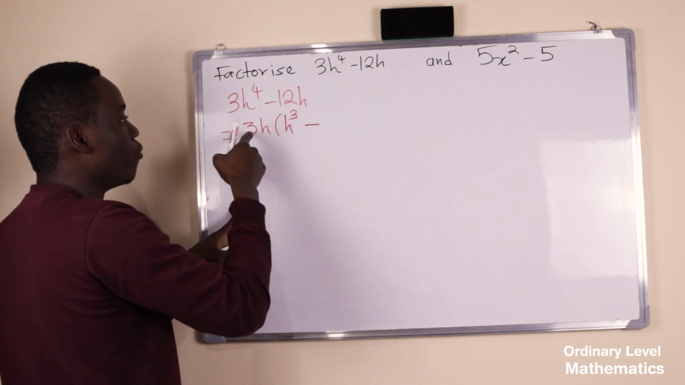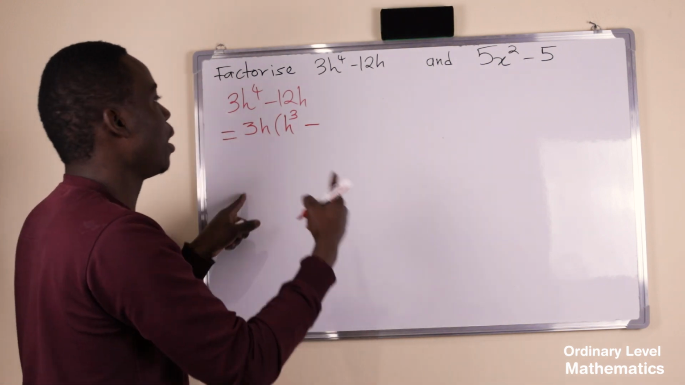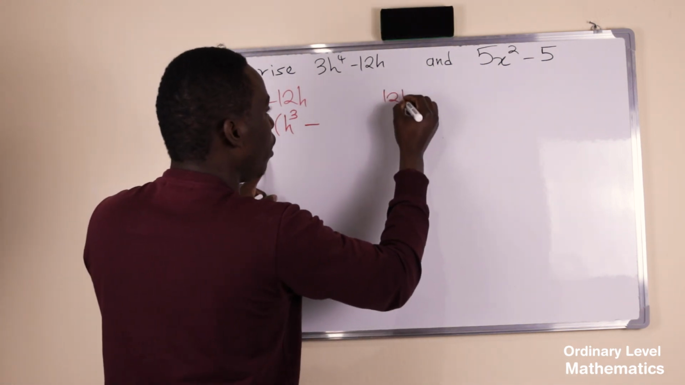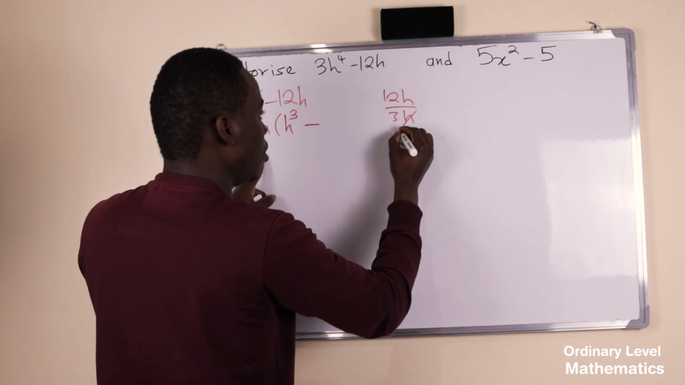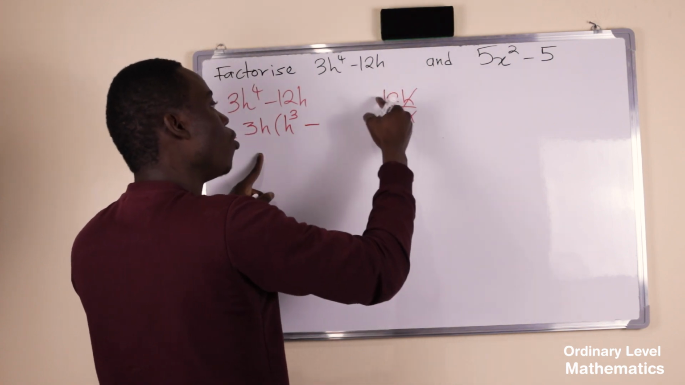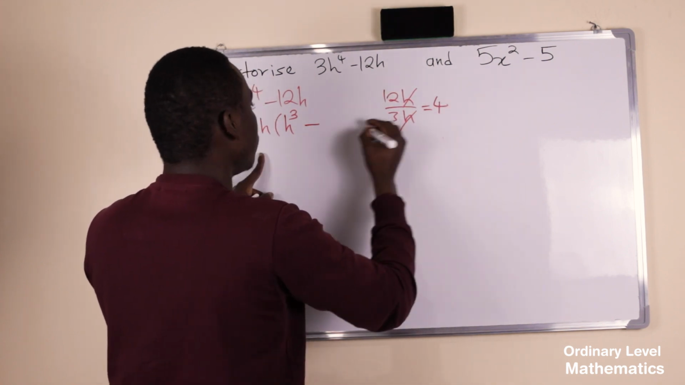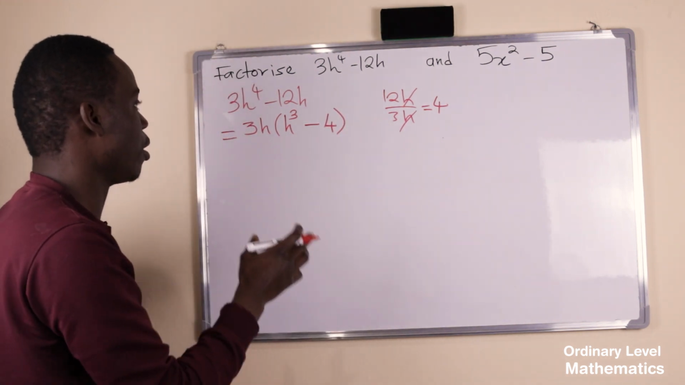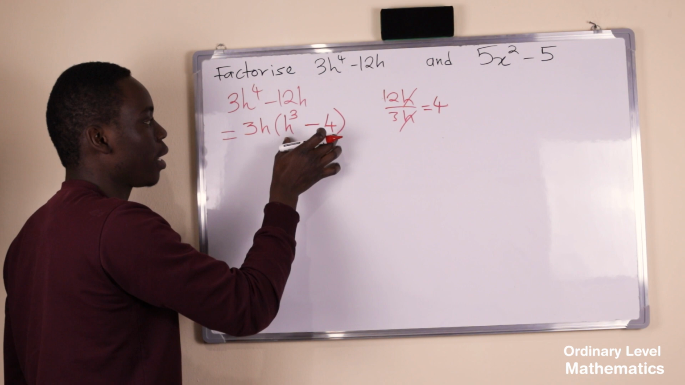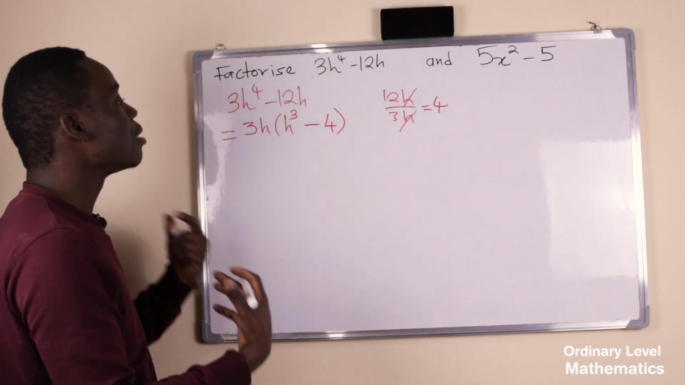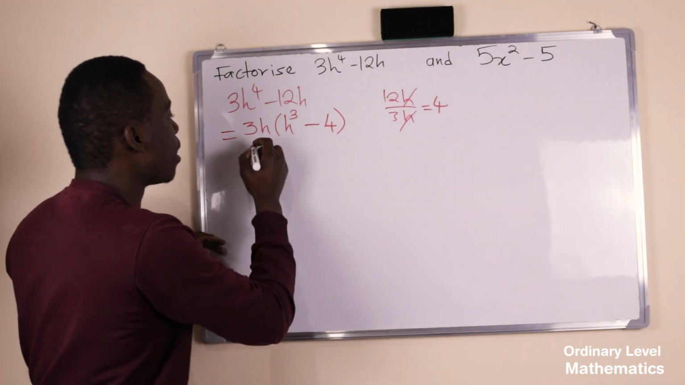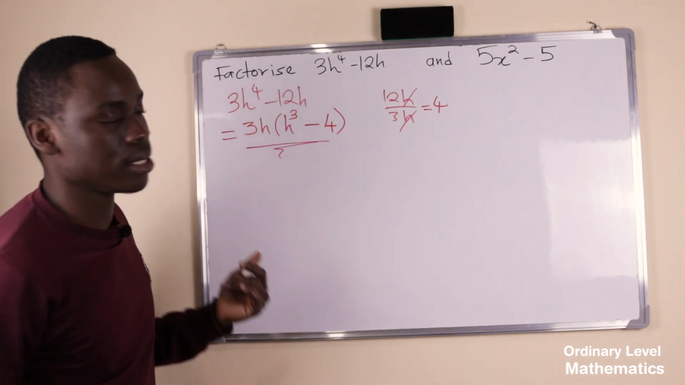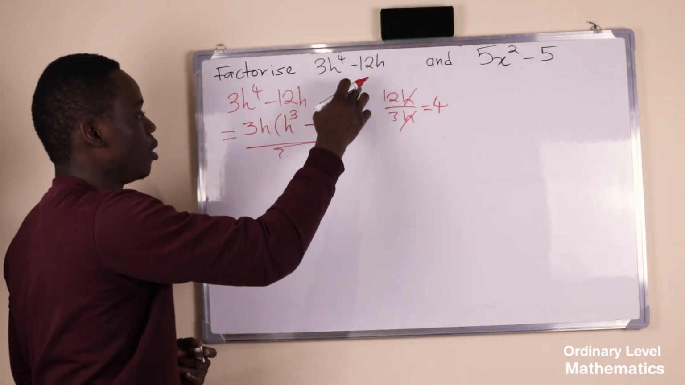Now since we've factored out 3h, in other words, we're just saying 12h divided by 3h. This will cancel, this will cancel. 3 into 12 is 4. Hence, our answer on the other side is 4. Hence, this is the final expression. Now, if you look at what we have in the brackets here, we cannot simplify it further. Hence, this is our factorization for this expression.